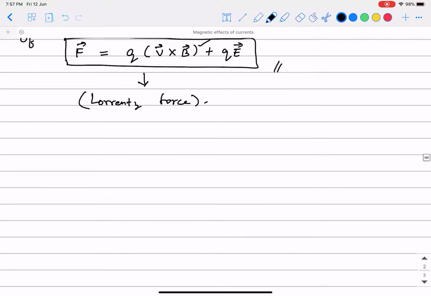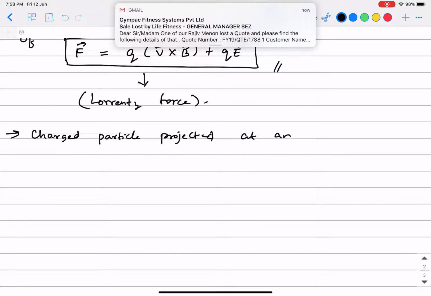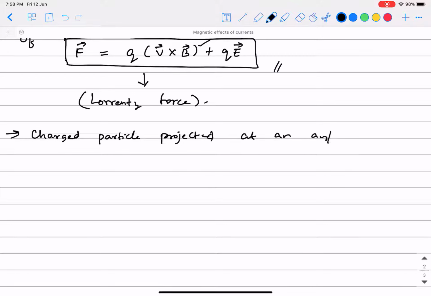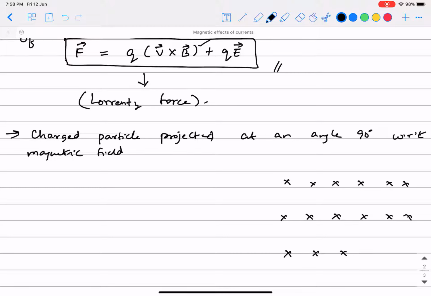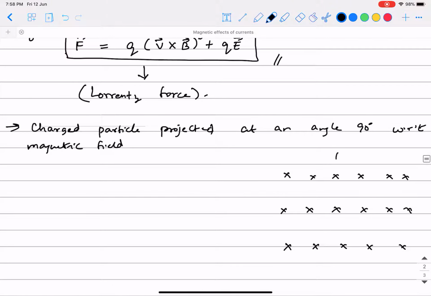So the concept next we are going to see is a charged particle projected at an angle 90 degrees with respect to the magnetic field. Okay, so what is going to happen? Let's see. So when it is projected at an angle 90 degrees with respect to the magnetic field, I am considering a magnetic field which is into the plane of the paper.